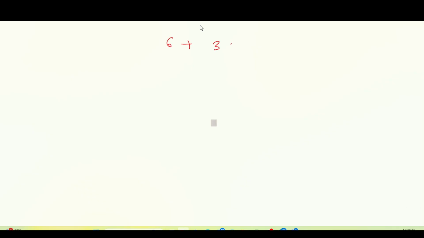Next is this. Can you try this question? Here you have to use BODMAS. Multiple operations are there. Try it quickly and write your answers in chat, everybody.